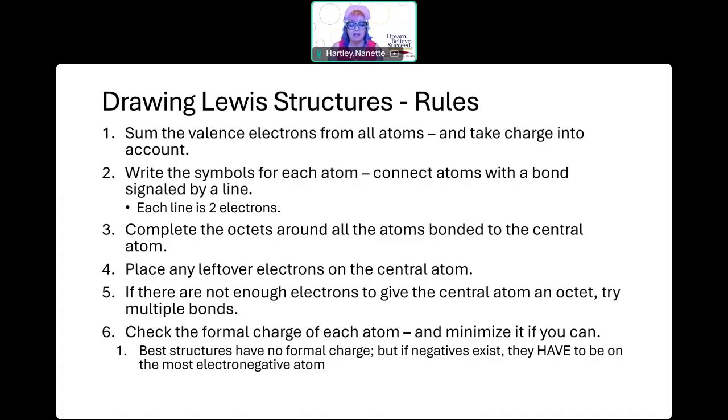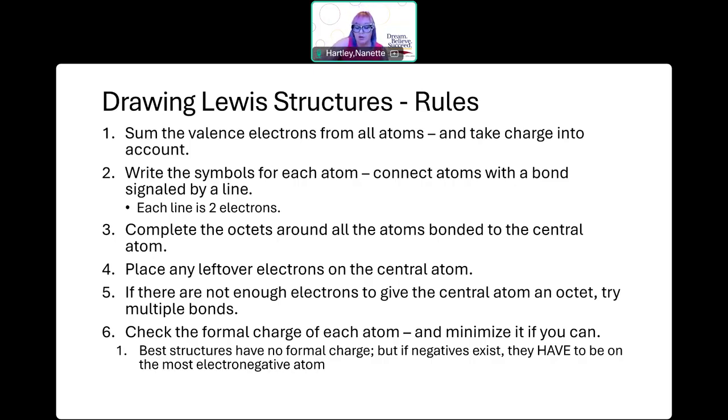Okay. And now I need to look at the very end of that. I need to calculate a formal charge for everything in that molecule. So every single atom that's in there, the center, all the guys on the outside, we need to calculate a formal charge for them. And a formal charge is described by looking at the number of valence electrons that that atom brought to this. So how many electrons did it bring to the party?